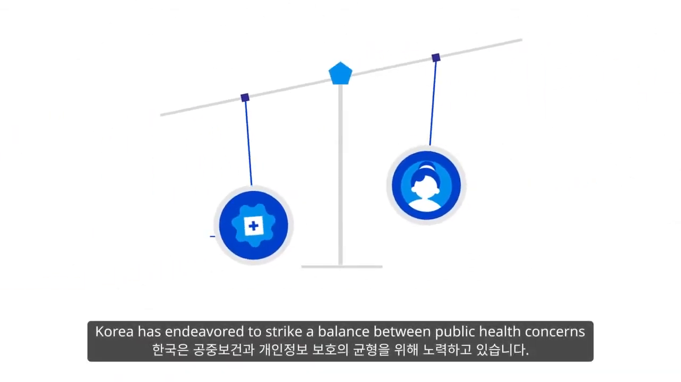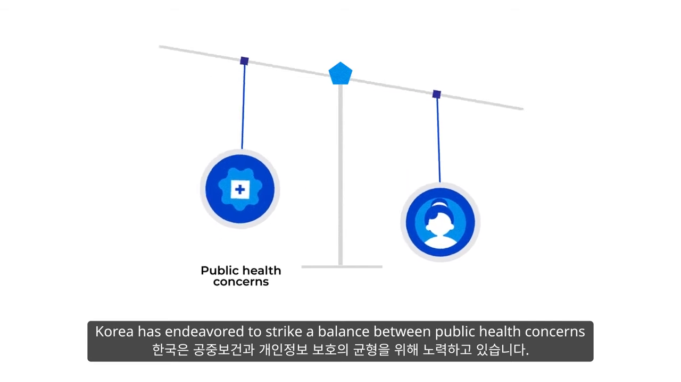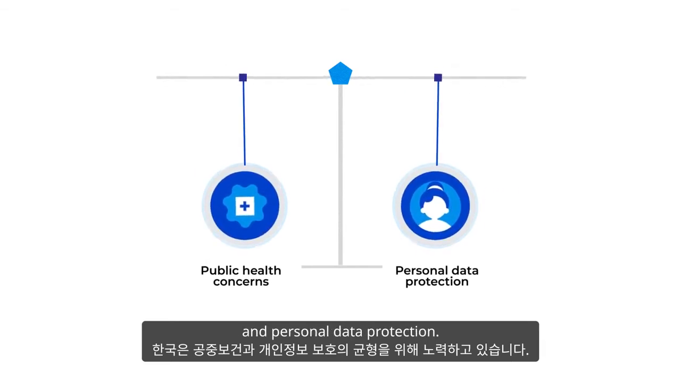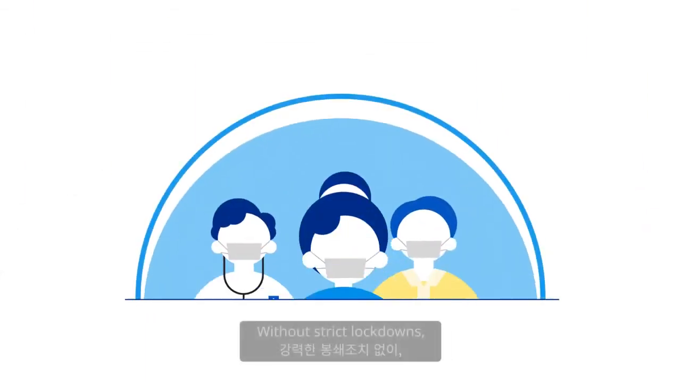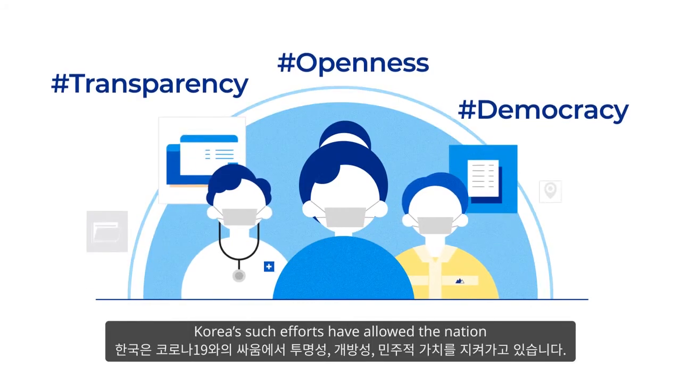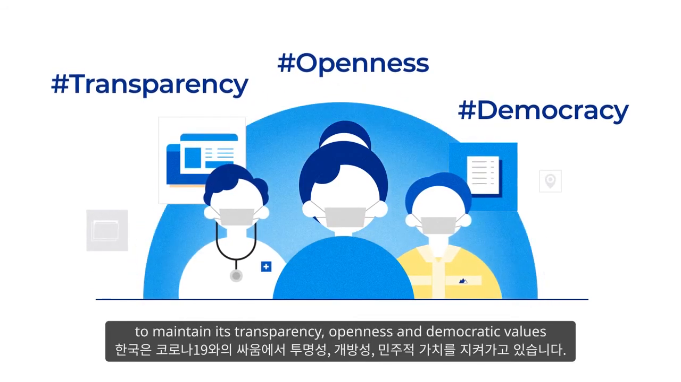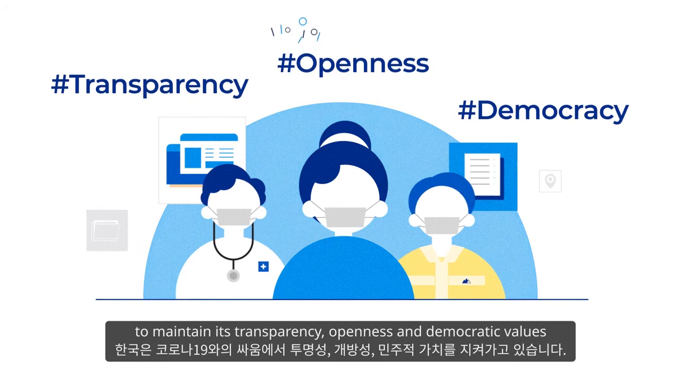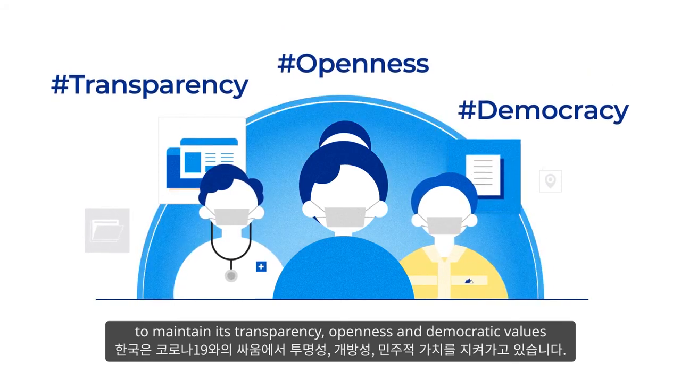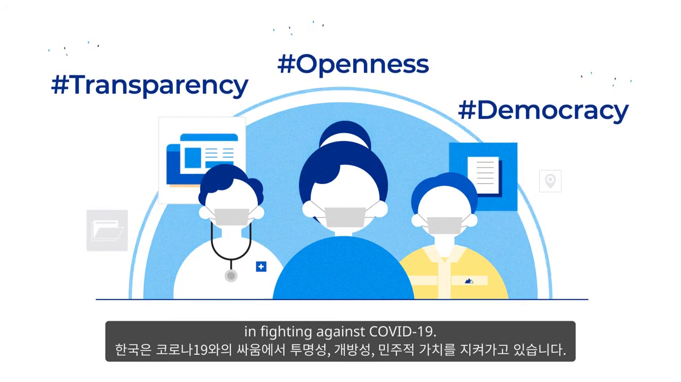Korea has endeavored to strike a balance between public health concerns and personal data protection. Without strict lockdowns, Korea's such efforts have allowed the nation to maintain its transparency, openness, and democratic values in fighting against COVID-19.